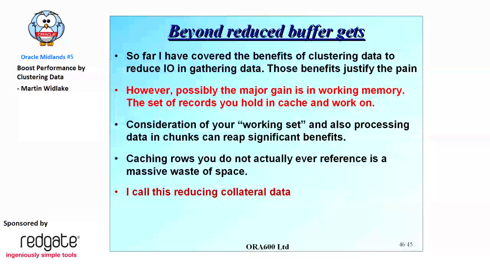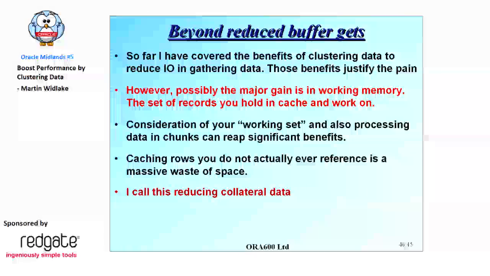I'll show you ways to reduce your buffer gets, your consistent gets. I think the most significant way you improve your performance is by reducing the amount of working memory you need to hold your working set of data, by making it all in the same place. You can do this with partitions, you do it with IOTs, you do it with a mixture of IOTs and partitions.